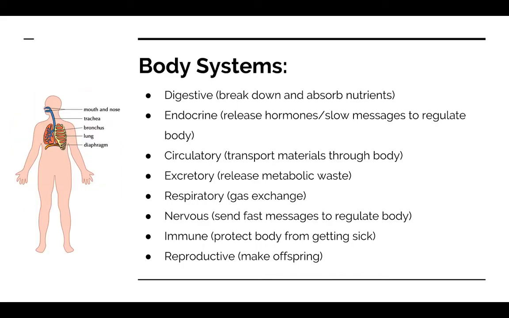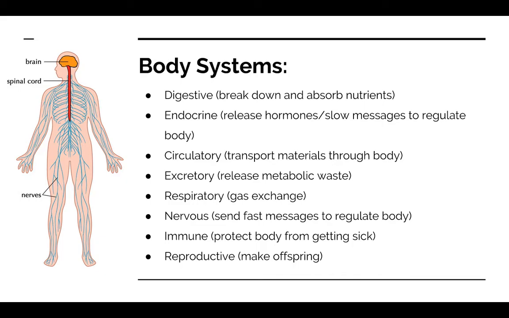Respiratory system is for gas exchange. You can see that some of the major parts are the trachea, the lung, the diaphragm, the nose and mouth. The nervous system, including the brain and spinal cord, as well as all the nerves in the body. That job is to send messages to regulate the body, and these are really fast messages.